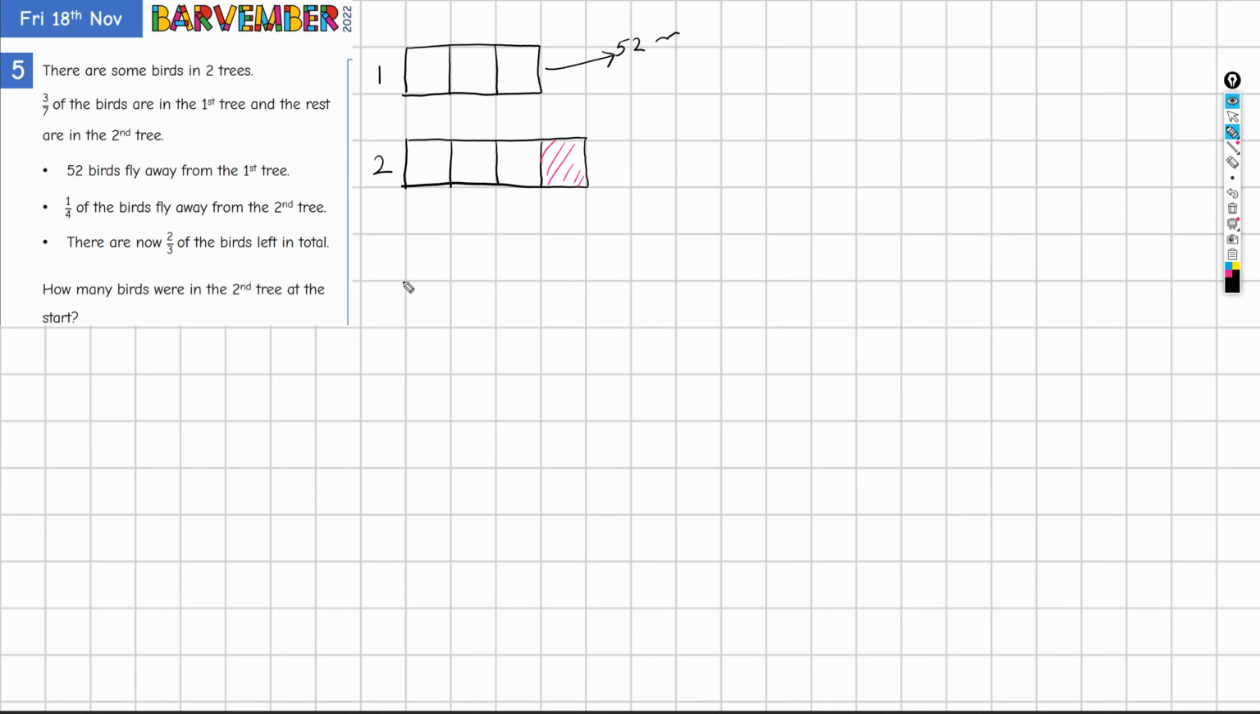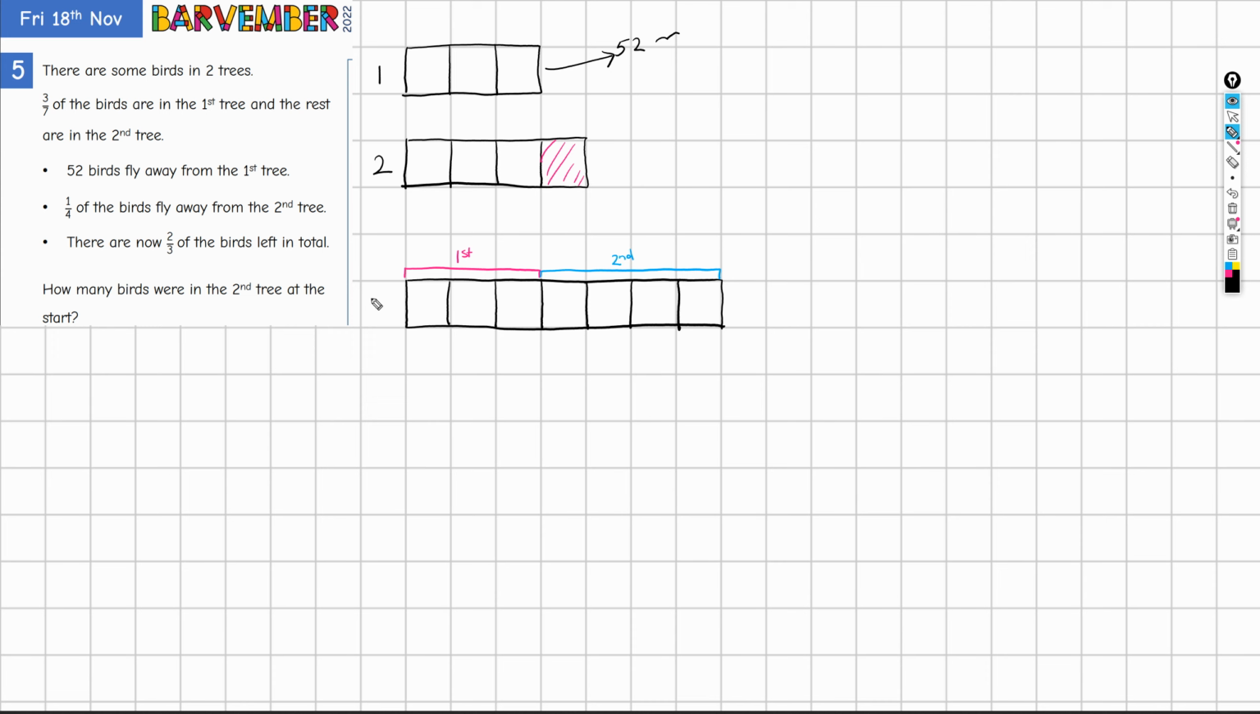Right, so we're going to draw a single bar, and we're starting off with 2, 4, 6, 7 parts. Okay, because we were dealing in sevenths. And we have 3 of them. That's the first tree. Okay, and then here we have the second tree. So far, so good. Okay, I'm going to put in the parts here.